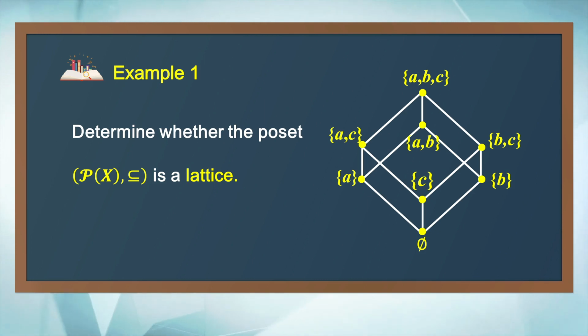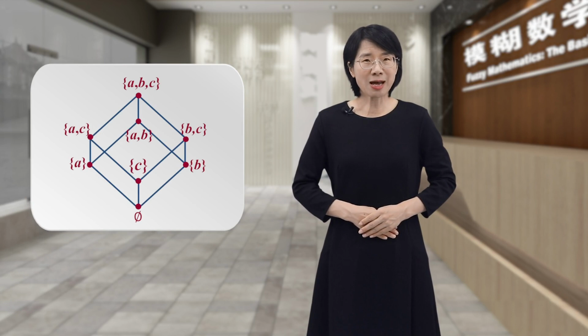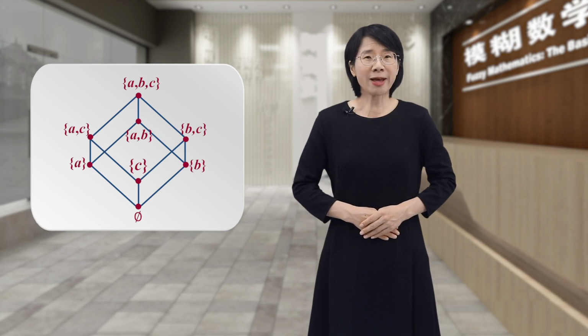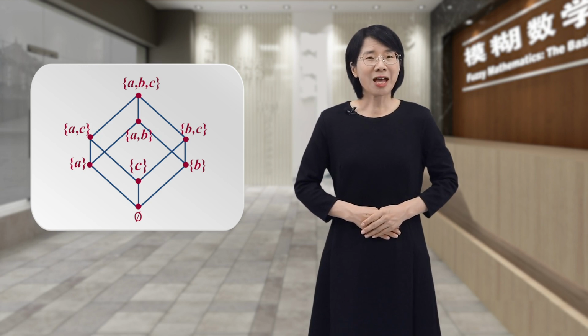That is to determine whether every pair of elements has both a supremum and an infimum. What are the elements in the poset represented by this Hasse diagram? It has 8 elements: the empty set, singleton A, singleton B, singleton C, set AB, set AC, set BC, and set ABC. If we try to check whether every pair of elements has both a supremum and an infimum, that would be a lot of work. We won't do that here.